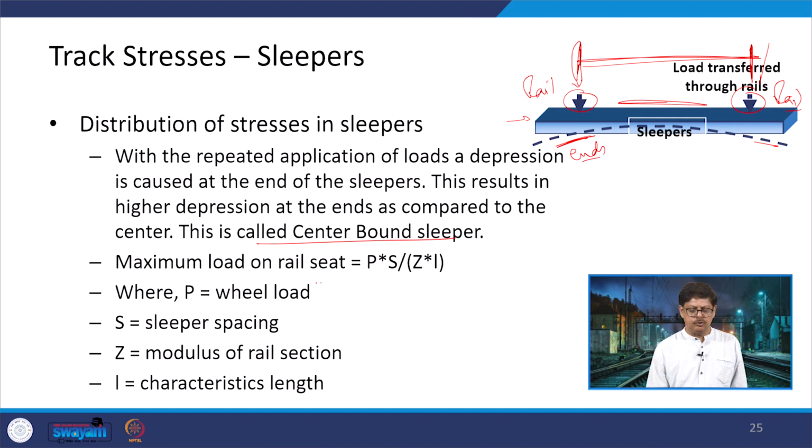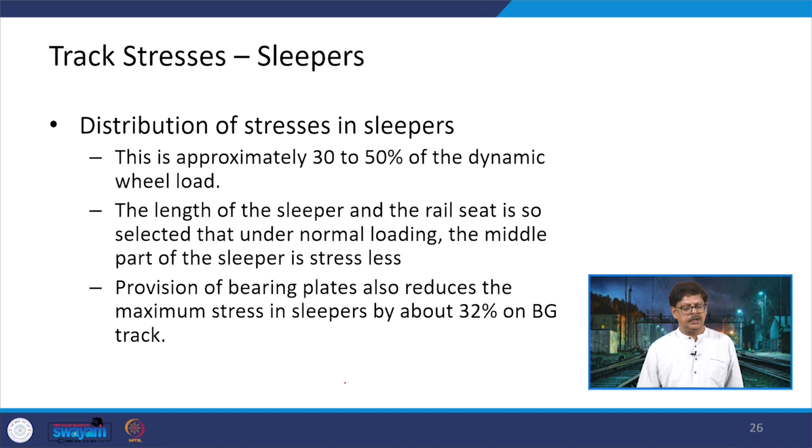Now, what is the maximum load on the rail seat? In this case, it is defined by P into S divided by Z into I, where P is the wheel load, S is the sleeper spacing, Z is the modulus of rail section and I is the characteristic length, which has to be calculated. This is approximately 30 to 50% of the dynamic wheel loads. That means the static wheel loads are already there and have been augmented, so those are the dynamic wheel load conditions. If we consider that, then 30 to 50% of that can be taken.